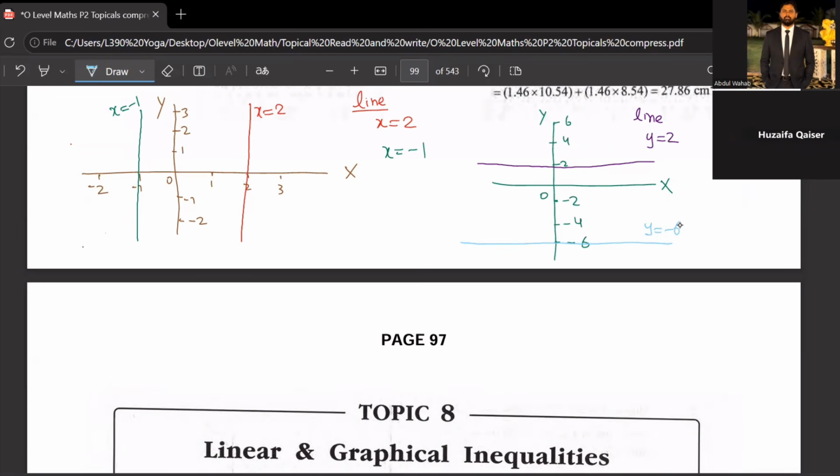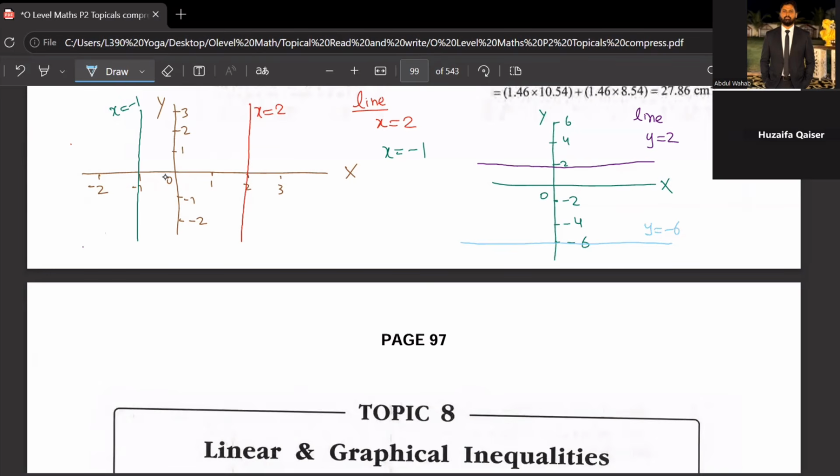So basically what I am trying to explain is, if you need to find the equation of the line from the graph, you can easily know if the lines are parallel to the x-axis or parallel to the y-axis, and you just get the equations of those lines from the graph. You don't need any particular formula or technique to find the equation of that particular line.